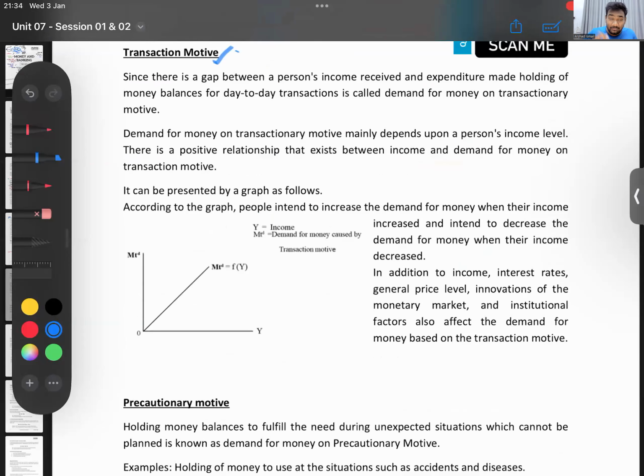Why do people keep money with them? Due to the transaction motive. Do you all realize there is a gap between when people receive their income and when expenditure is made? When do usually people receive income? Do they receive income every single day? Every day do they earn money? Normal person, every day do they earn money?